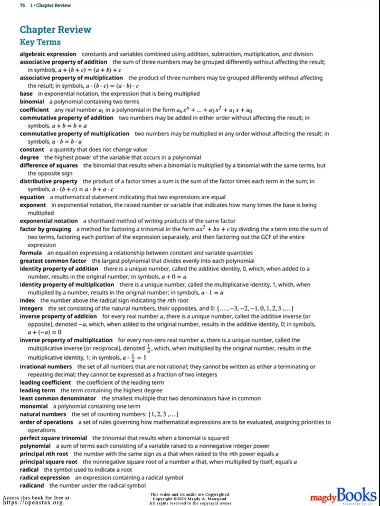Difference of squares. The binomial that results when a binomial is multiplied by a binomial with the same terms, but the opposite sign. Distributive property. The product of a factor times a sum is the sum of the factor times each term in the sum. In symbols: a · (b + c) = a · b + a · c.